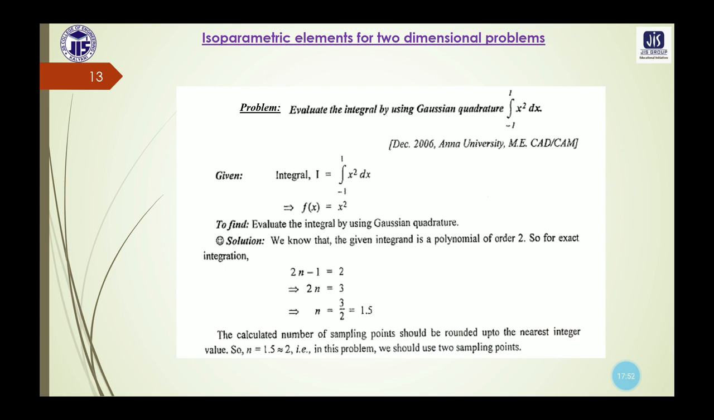So again in this numerical, you need to find the number of the sampling points, because it is not mentioned in the question. As performed in the earlier numerical also, the given integrand is a polynomial of the order 2. So for exact integration, 2n minus 1 is only 2. So 2n is 3 and n equals 1.5. So the calculated number of sampling points should be rounded up to the nearest integer, which is 2. So in this problem, we should use the 2 sampling points. So this is the procedure following which we have identified the number of the sampling points for this given numerical, which is 2.